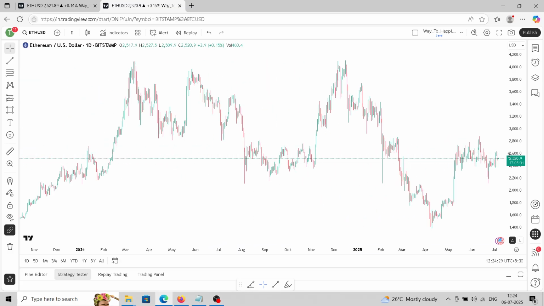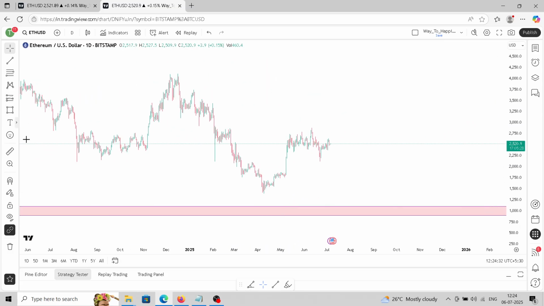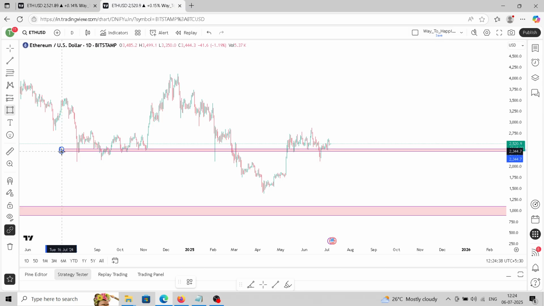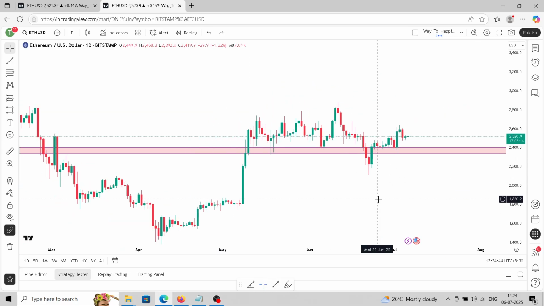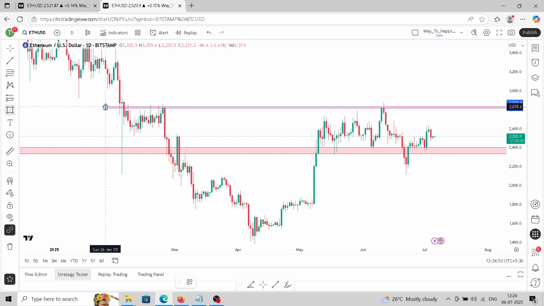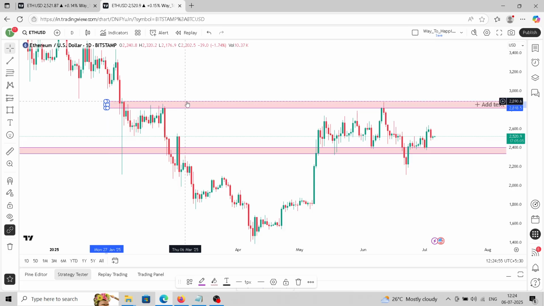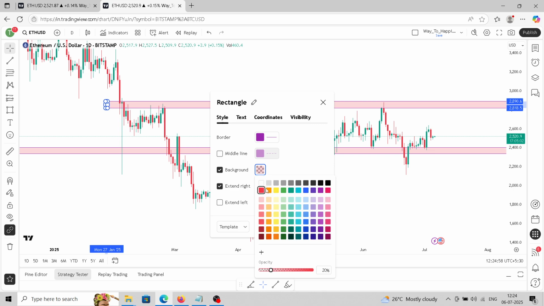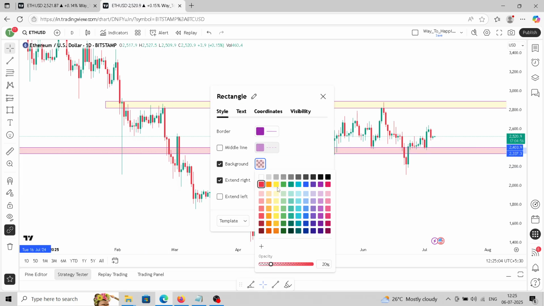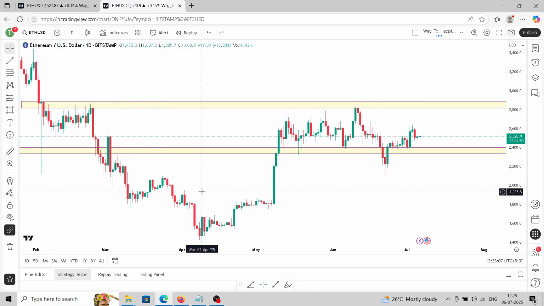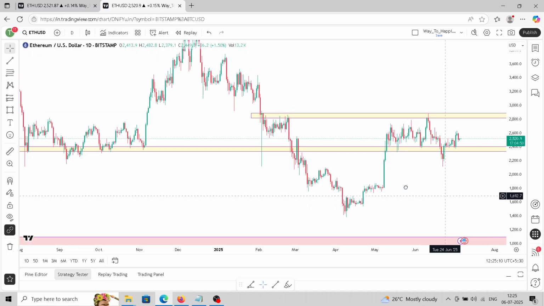On the daily chart, the prices are here, which is exactly on support. Okay, a little bit far from support, but this is the support of Ethereum, and this is their resistance. Okay, support and resistance. Let me put this in yellow color. Okay, is there anything else here on Ethereum?